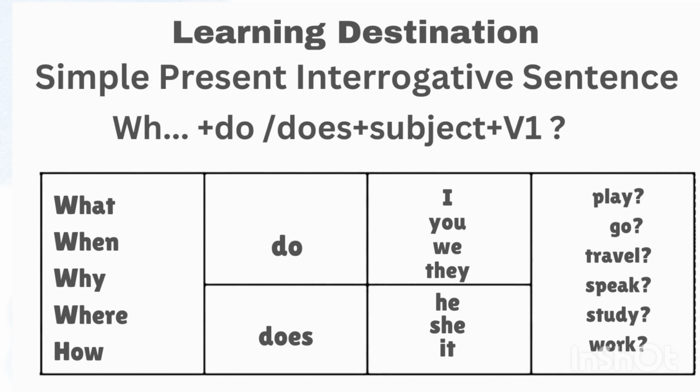Instead of she, we can use sister. What does my sister study? When does my sister study? Why does my sister study? Where does my sister study? How does my sister study? And it is not applicable for it, because objects and animals can't study. And now it is the turn of work.